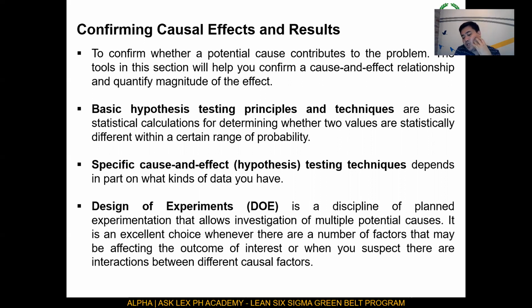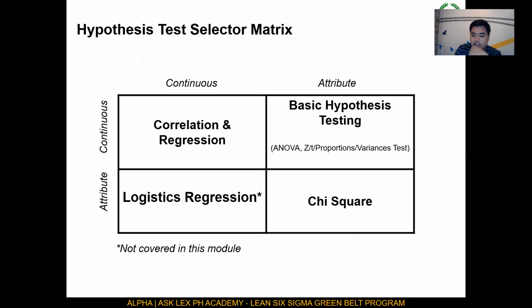You know, these techniques and tools might be very intimidating, yet believe me when I say this, this will be very helpful as you go along your journey of becoming a future master black belt. So let's start with brushing up on how to choose the right hypothesis tool or technique. I have here a matrix that we can use for that.